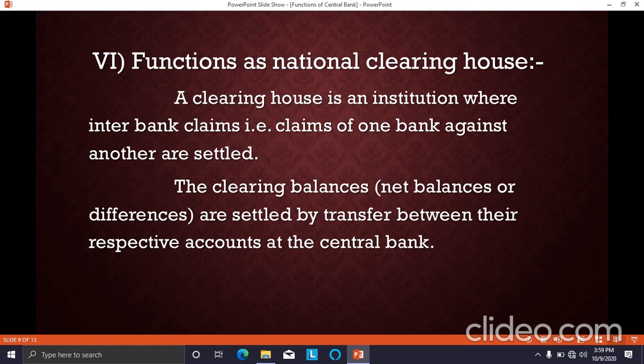A clearing house is an institution where interbank claims, that is the claims of one bank against another bank, are settled. The clearing balances, that means net balances or differences, are settled by transfer between their respective accounts at the central bank.